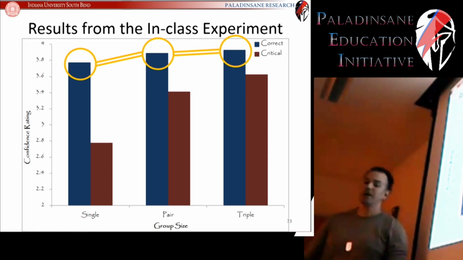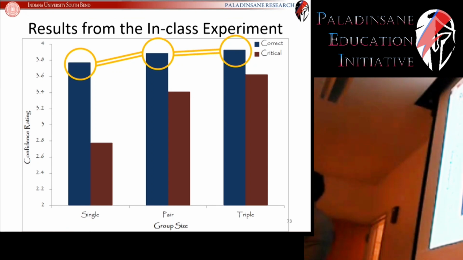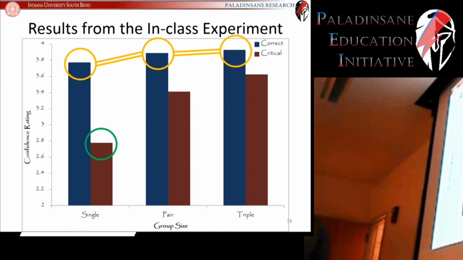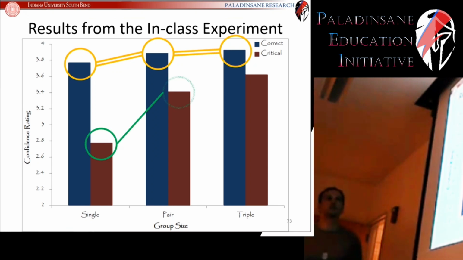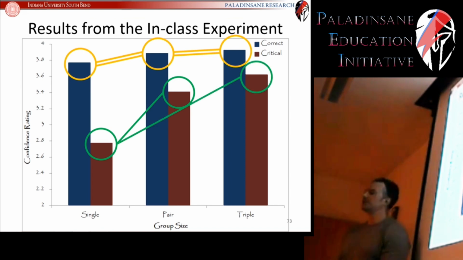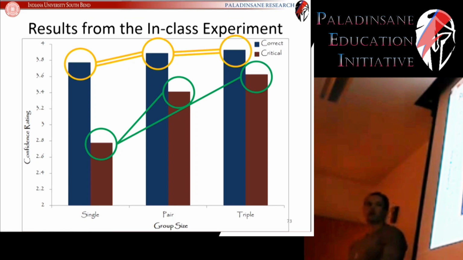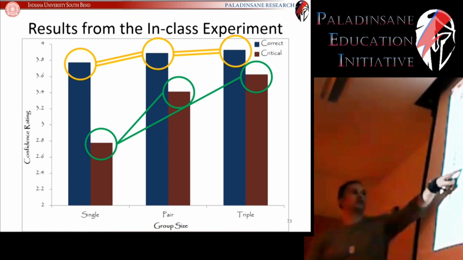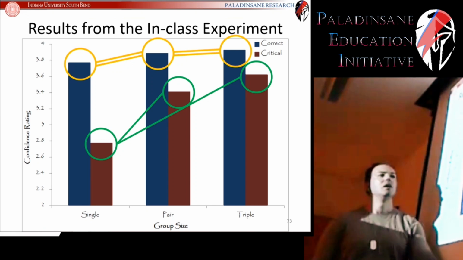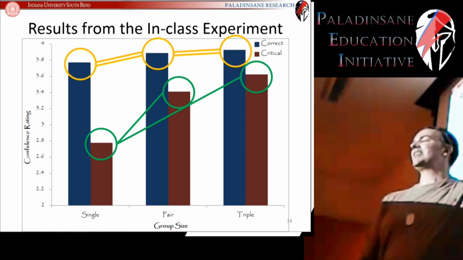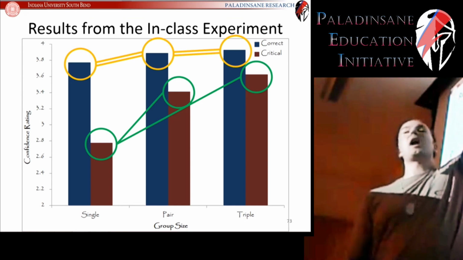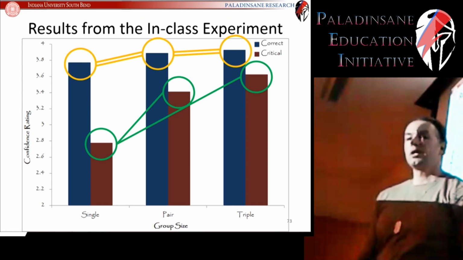But, and this is the big result here, for false memories, individuals are much less confident about their false memories than groups are. So people who have false memories alone don't attribute high confidence to those. People who have false memories in a group setting have much higher confidence for those false memories.